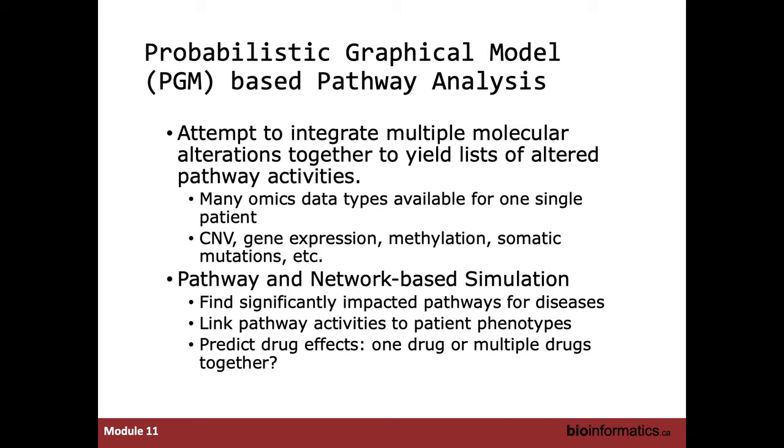But PGMs, probabilistic graph models, the approach here is to integrate multiple different types of data, things like gene expression data with copy number variation or sequence data or protein state information, to understand how changes within individual entities have an effect on the activity of the pathway. So the questions you can potentially answer here are: are there significantly impacted pathways within a disease? Can you link pathway activities to patient phenotypes? And can you predict, for example, drug effects? One drug is perturbing a protein within a given pathway, but there could also be other off-target effects.